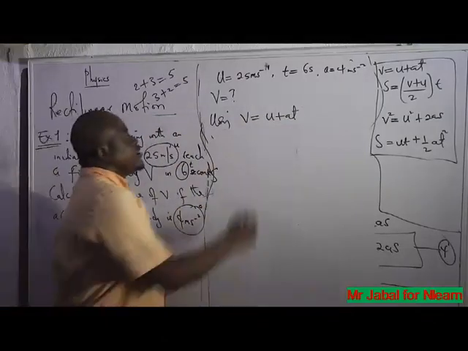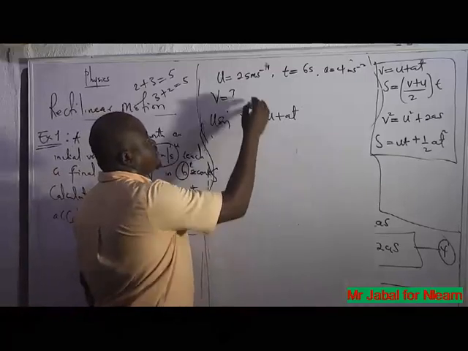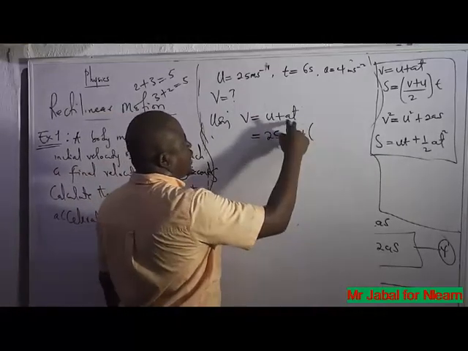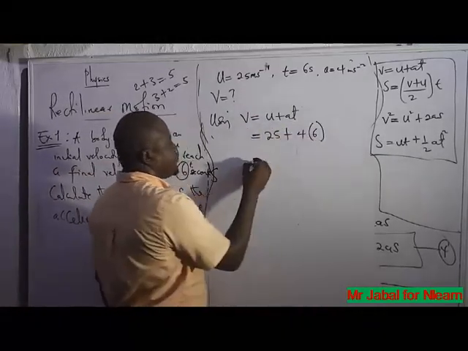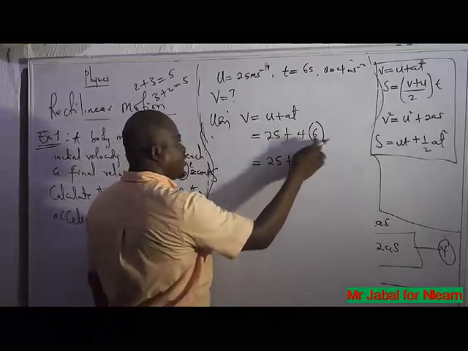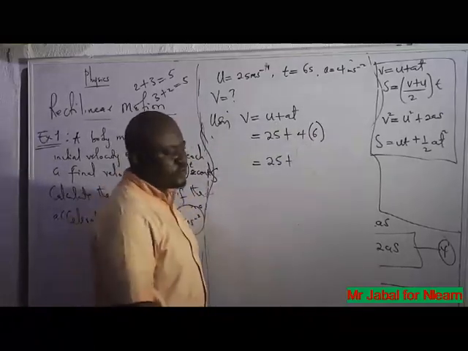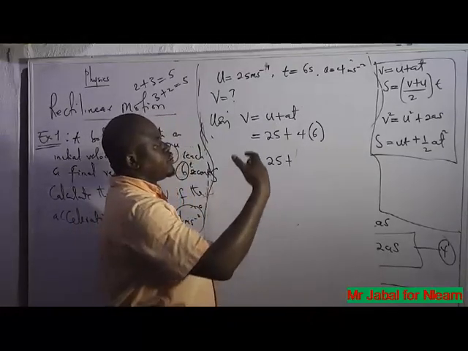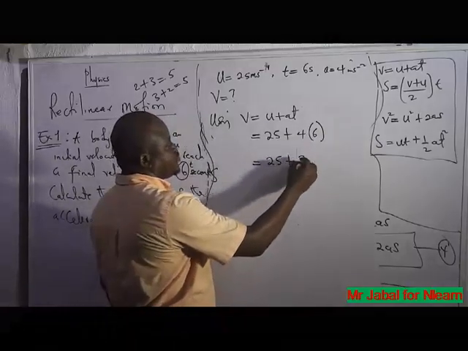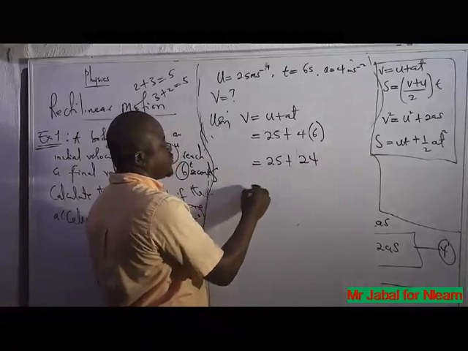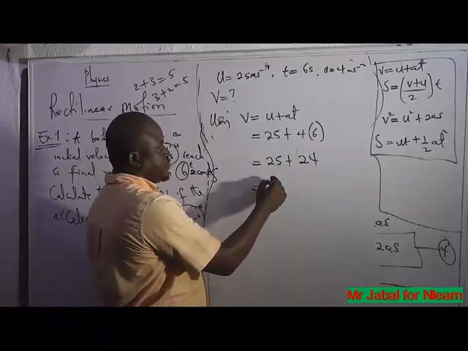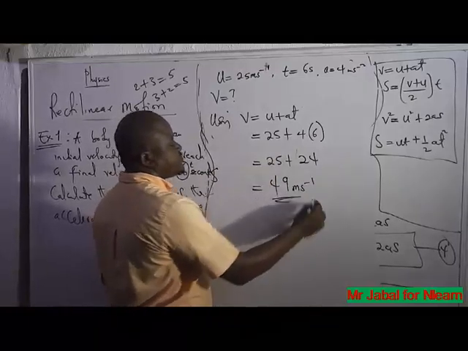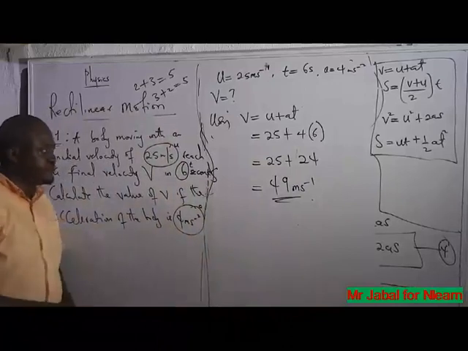Now take a look at this. Here, we're looking for V. What is U? 25. We have A to be 4, and we have T to be 6. So from here we have 25 plus 4 times 6. Surely, that will be 24. From there, what next? 24 plus 25. What would that become? That becomes 49 meters per second. So that's the value of V.